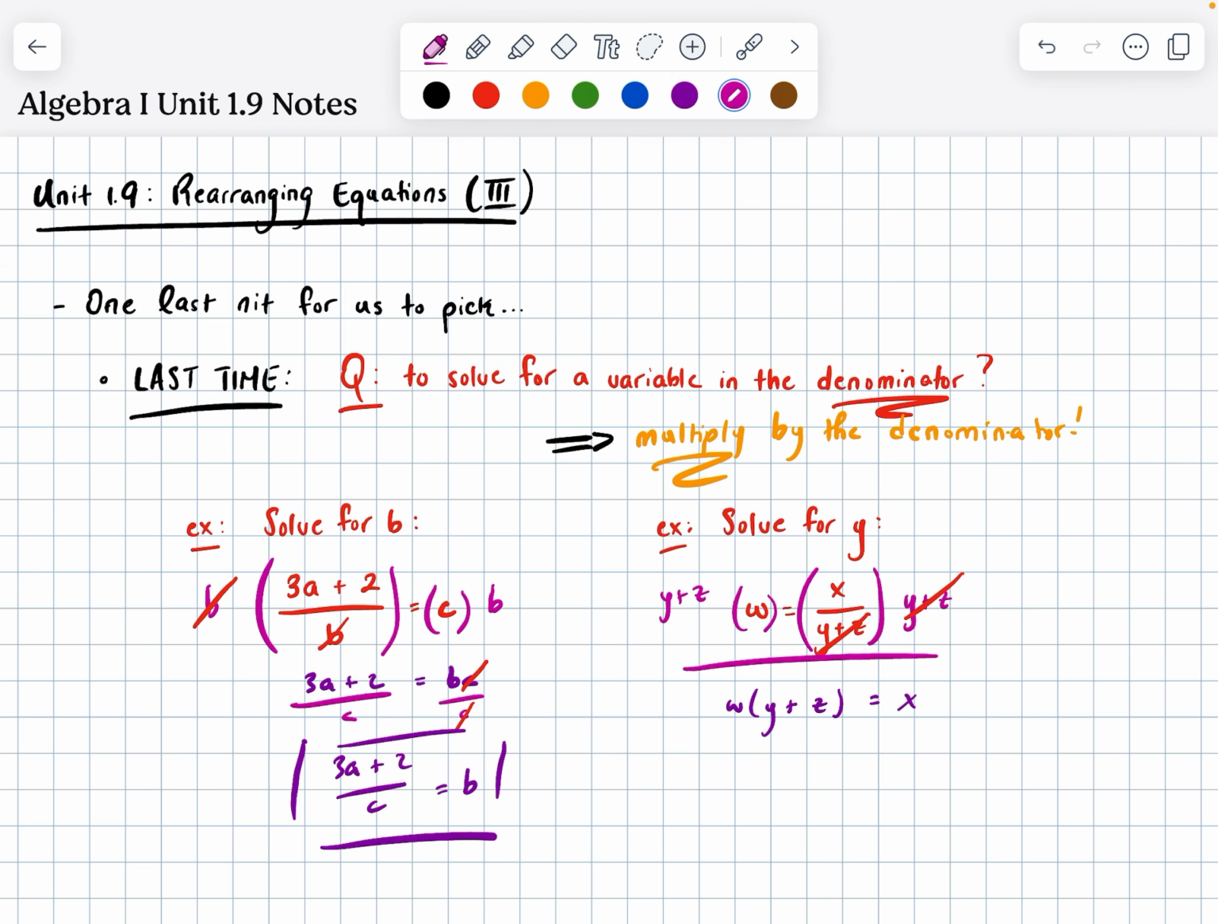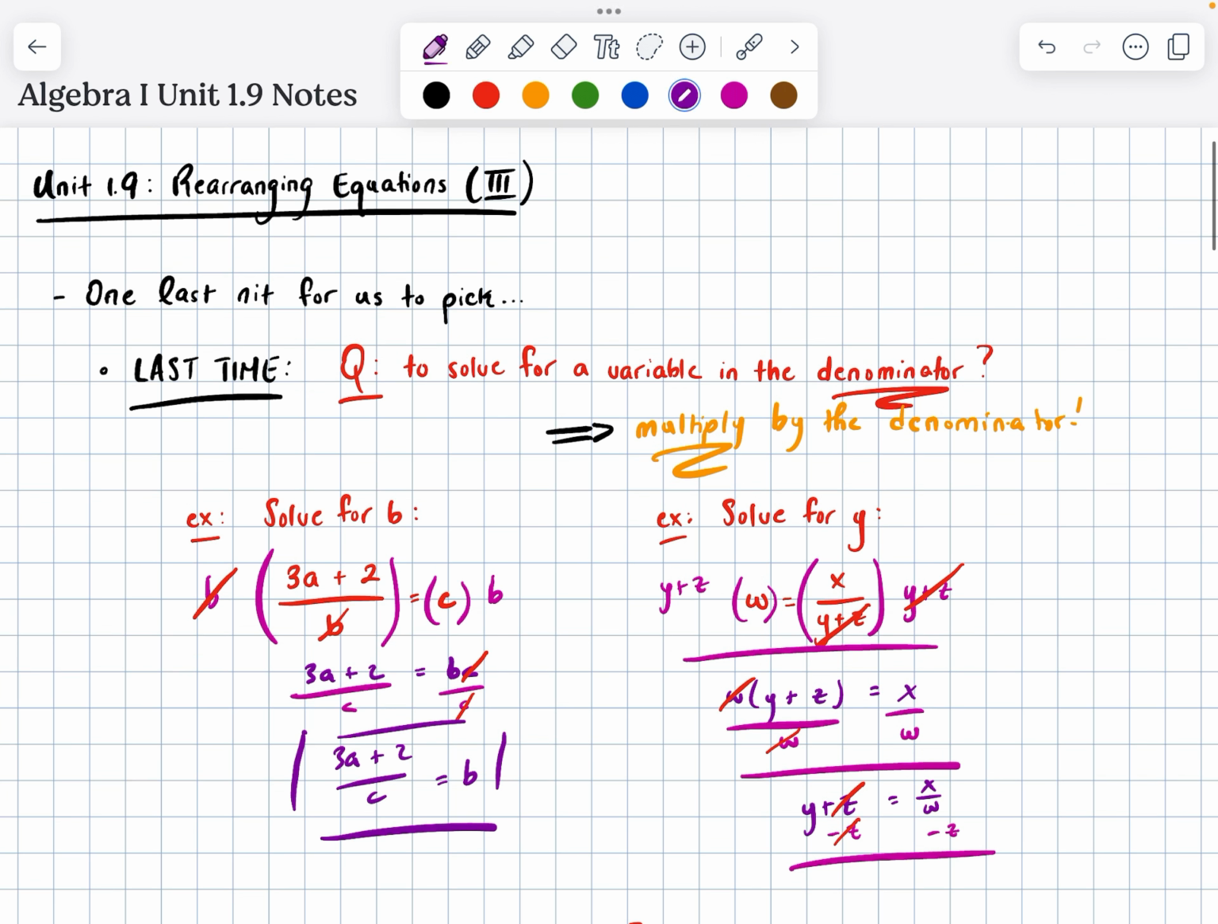Now again, I'm welcome to distribute this w if I want to, but if I multiply by w, I'm going to have to divide by it anyway. To make my life easier, I can divide by that w from the jump. So here, times w divided by w, these go away. I've got y plus z equals x over w. And then the last choice standing between me and y by itself, well, I've got to get rid of this z. To undo plus z, I'll use minus z. They undo each other, and I'm left with y equals x over w minus z.